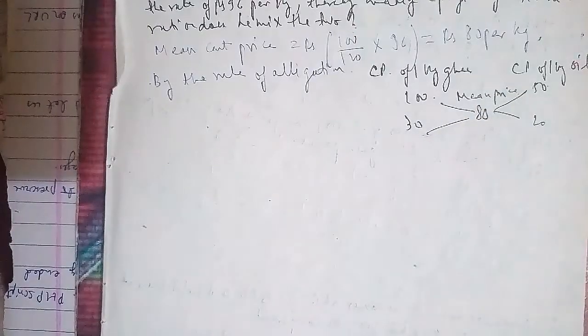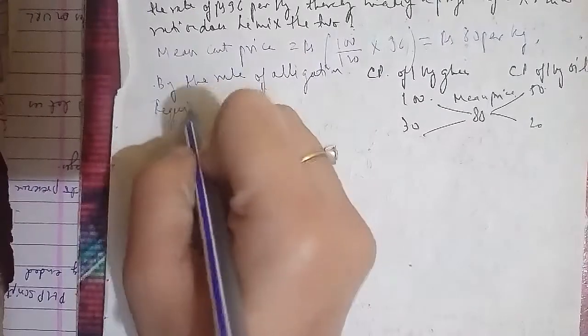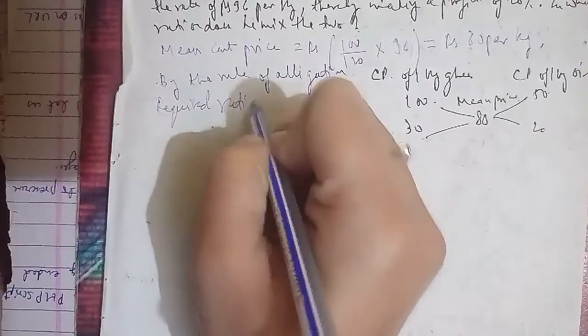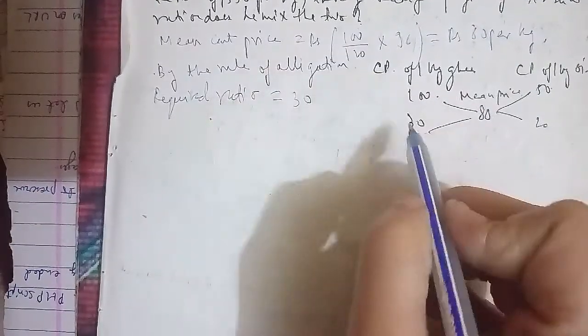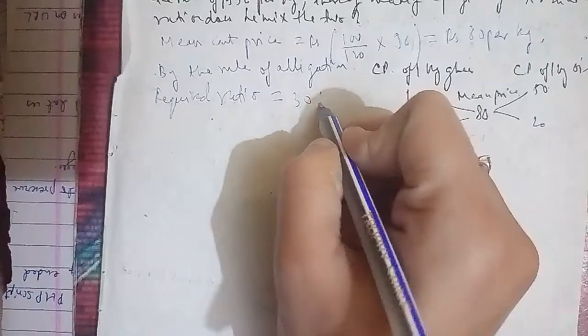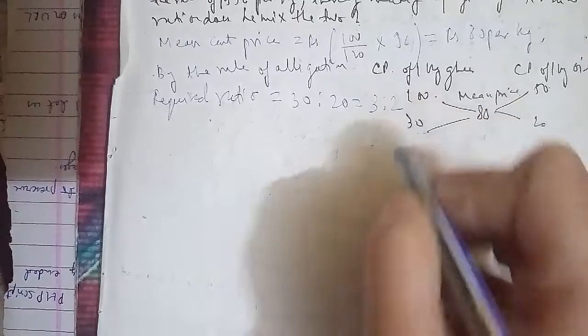Okay, so the required ratio we have here is equal to 30:20. So it will be cancelled: 10 threes are 30 and 10 twos are 20. So that is the 3:2 we have as an answer here. Now we go ahead for the next question.